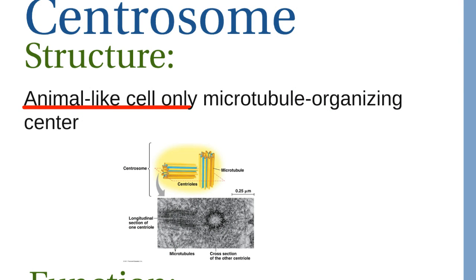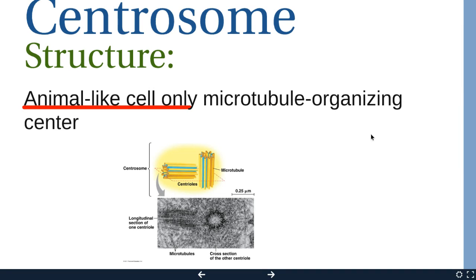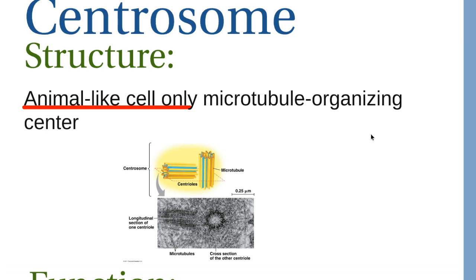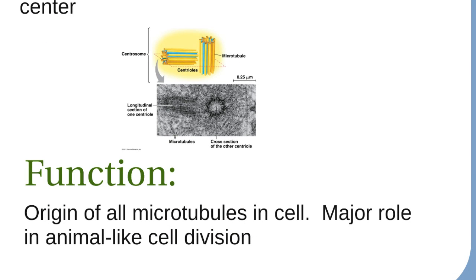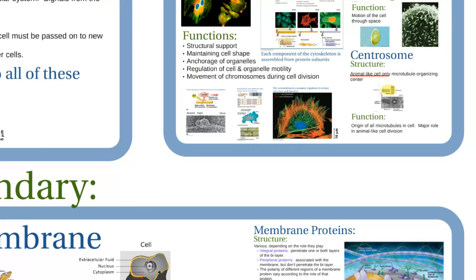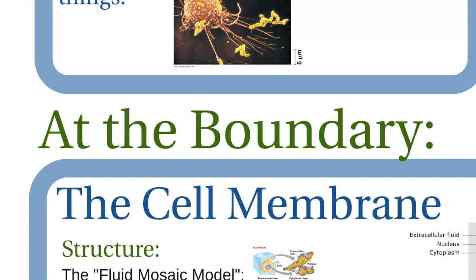Centrosome is another important component. It's only in animal-like cells, and it's the microtubule organizing center. When we go through cell division, this provides a very important component for being able to organize the chromosomes. The function of the centriole is the origin of all microtubules in the cell, and its major role is in animal-like cell division.